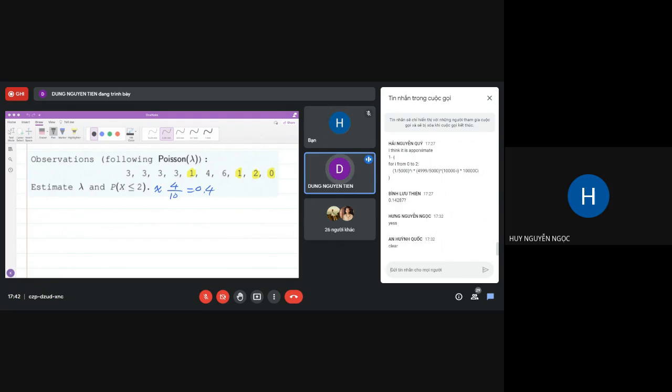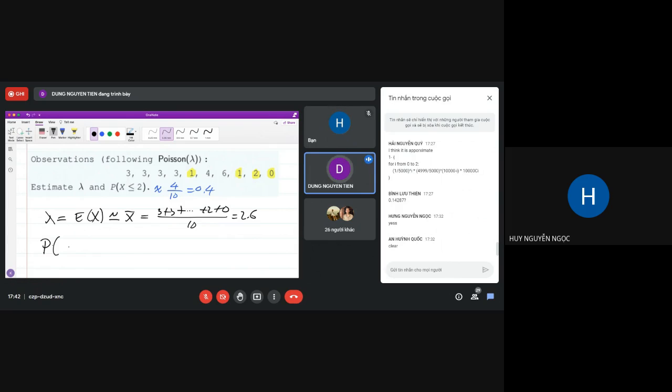Can you get the answer for this problem? Well, in fact, you can estimate the parameter lambda, and lambda in this case is the mean of X, and you can approximate that by the sample mean, which is 3 plus 3 plus 2 plus 0 and so on, all divided by 10. You get 2.6. Then you can see that X follows a Poisson distribution with the parameter lambda equals 2.6.